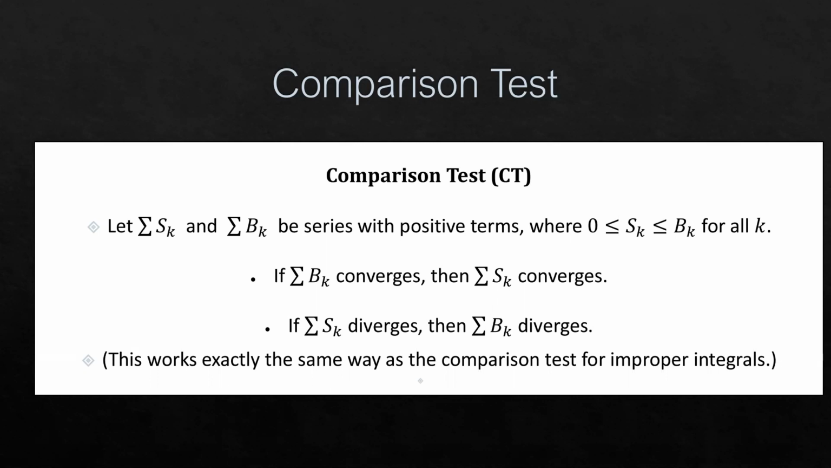Okay, so if you have S_k is less than or equal to B_k for all k, meaning all the terms in the S series are smaller than or equal to the big terms, then if the big one converges, the small one will converge as well. I think that makes sense, and that's how I like to see it in my head. And if the small one diverges, of course, then the big one will diverge as well. This works exactly the same way as the comparison test for improper integrals.